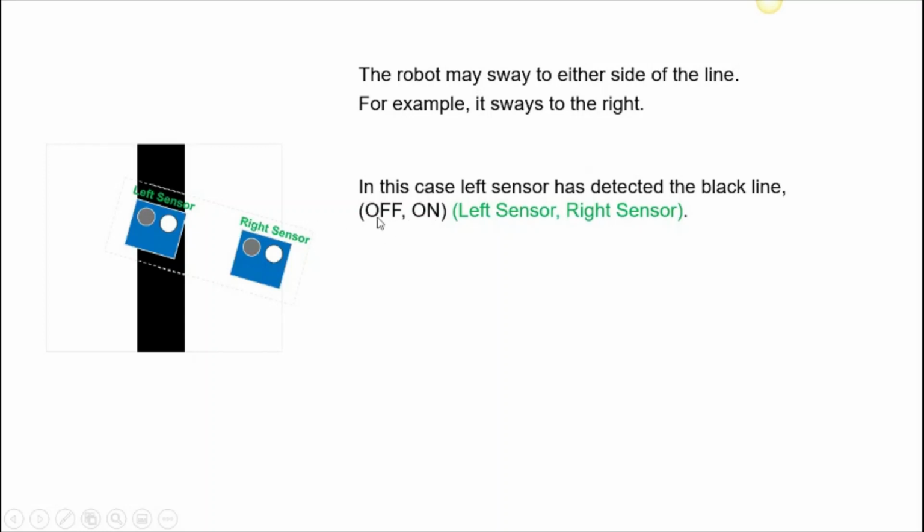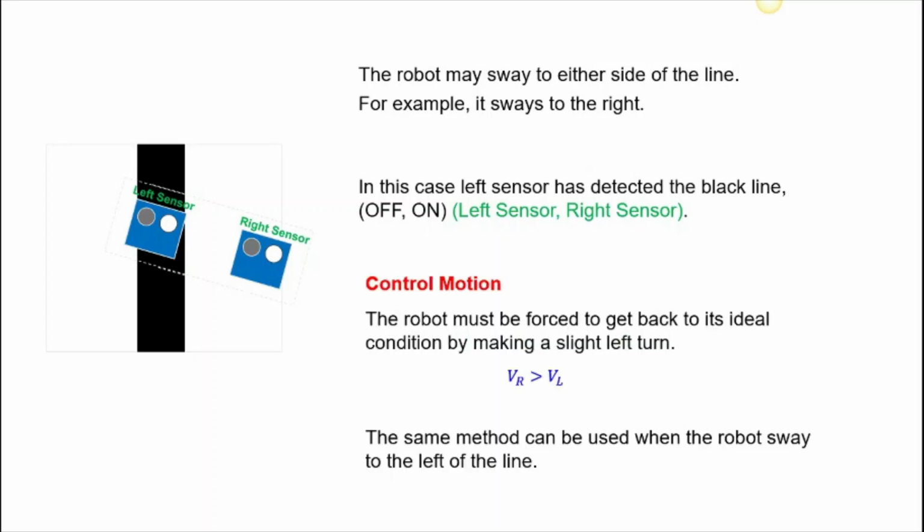So meaning that for the left sensor, it detects black, and for the right sensor, it detects white. Therefore, with this condition, we know that the mobile robot has been swayed to the right direction. Okay, so you need to do this control motion in order to move back on the original path. So the robot must be forced to get back to its ideal condition by making a slight left turn.